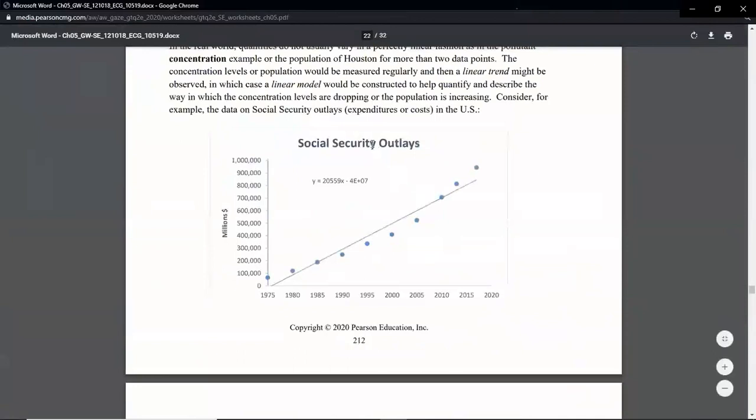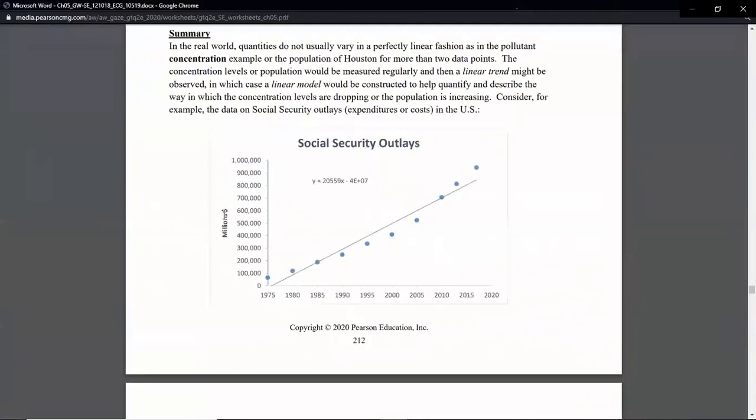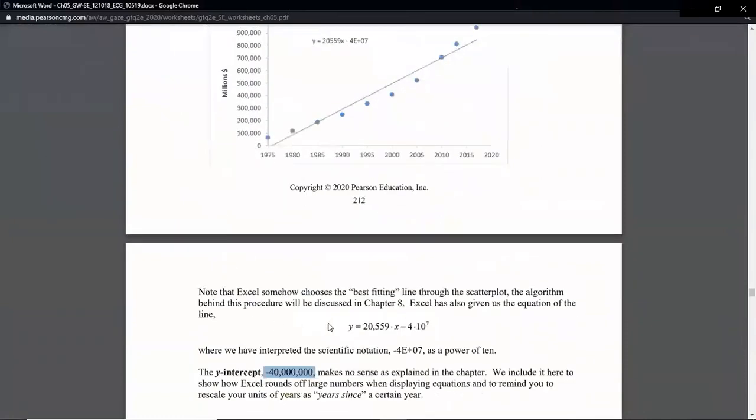First of all, we're talking about Social Security outlays or expenses. So that means that at the year 0, we were spending negative $40 million on Social Security. Well, that's impossible because the least we can spend is a penny, or $0 more specifically. So how do we have spent negative $40 million? That doesn't make sense. Another way it doesn't make sense is, why would we even talk about Social Security in the year 0? America did not exist.